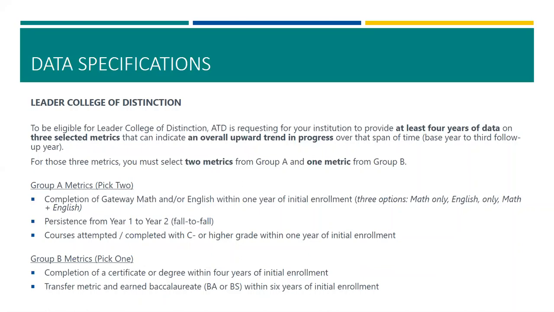Then we have Group B metrics. Within Group B, we have completion certificate or degree within 4 years of initial enrollment. So that is the same. And we also have the transfer metric and earned baccalaureate, BA or BS, within 6 years of initial enrollment. And that is a different metric than what you've seen. That metric is only applicable to Leader College of Distinction.